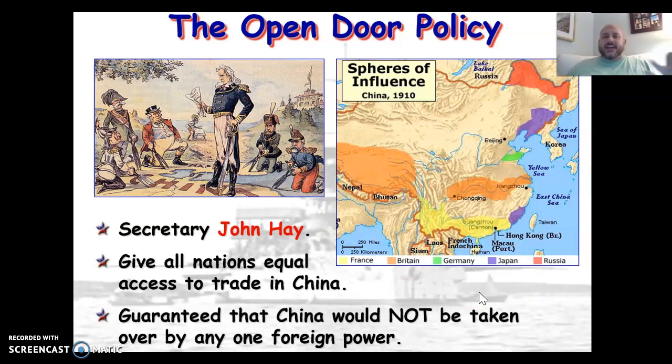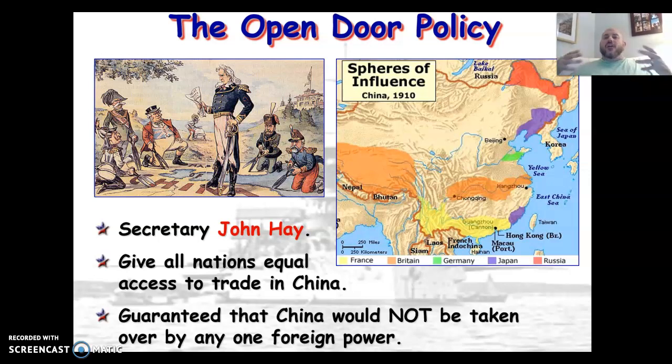the Secretary of State at the time for both McKinley and then Theodore Roosevelt, is going to be concerned about America not having a slice of the pie, so to speak. You've got all these different nations taking chunks of China. What about the United States? We didn't have our own sphere of influence. So what John Hay proposes is something he believes is a fair resolution to promote fairness economically for the foreign powers in Europe. And this is going to be known as the Open Door Policy.